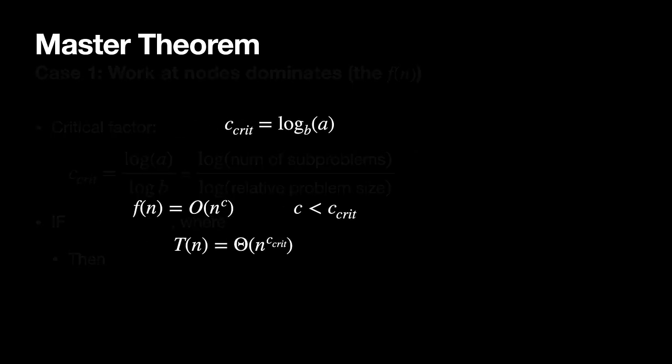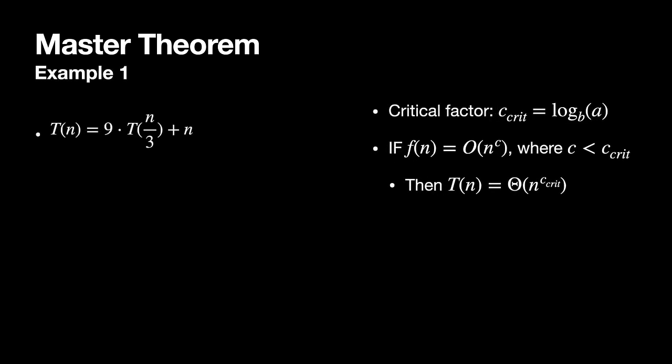Okay, so let's work through an example. Imagine that we've got T of n equal to 9 times T of n over 3 plus n. We can identify the components of our equation. Our a is 9, our b is 3, and our f of n is just n. Now that we know that f of n is just n, we could also think of that as being n to the 1st power. So we could say that f of n is in the big O of n to the first power.